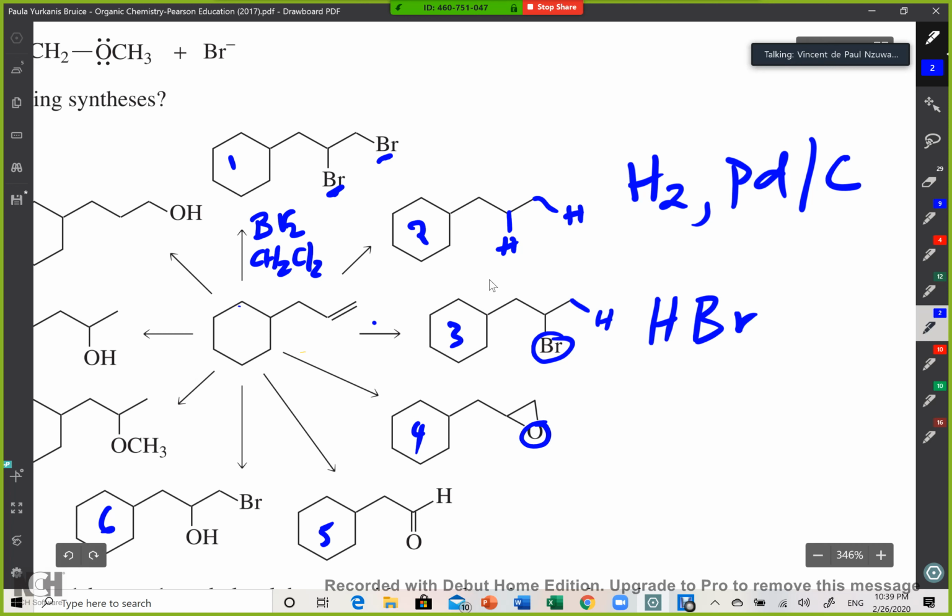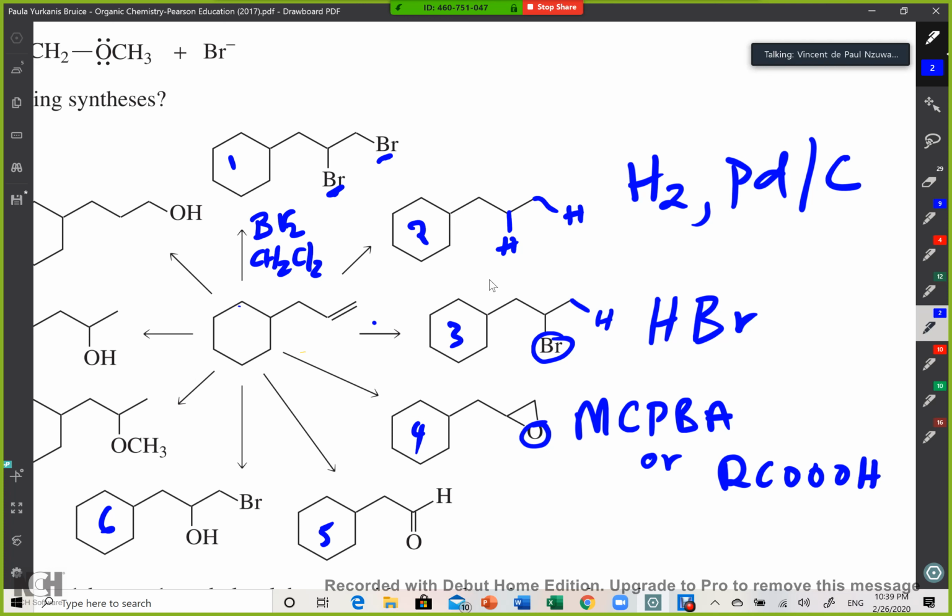Reaction number four, we are forming an epoxide. This three-member ring is called an epoxide. And the only way we can form an epoxide is if we use MCPBA. Okay, or RCO3H. So something with three oxygens. Anything with three oxygens will help you add that epoxide.